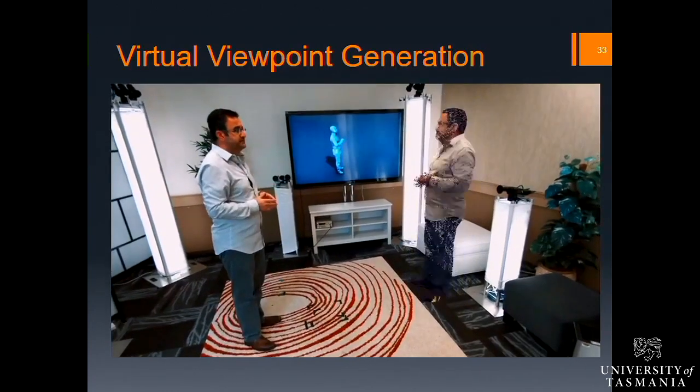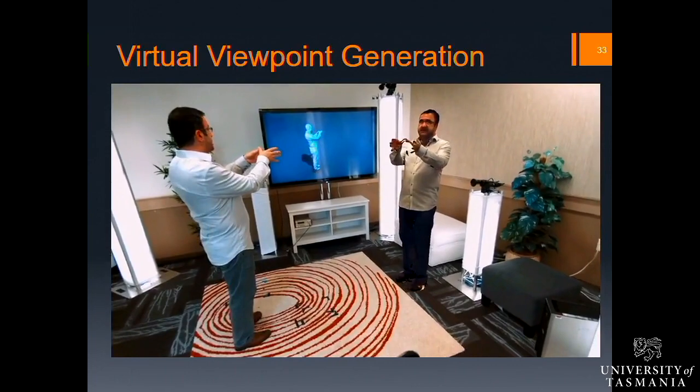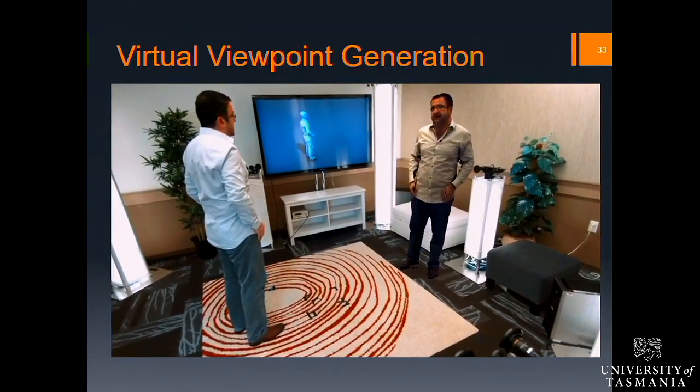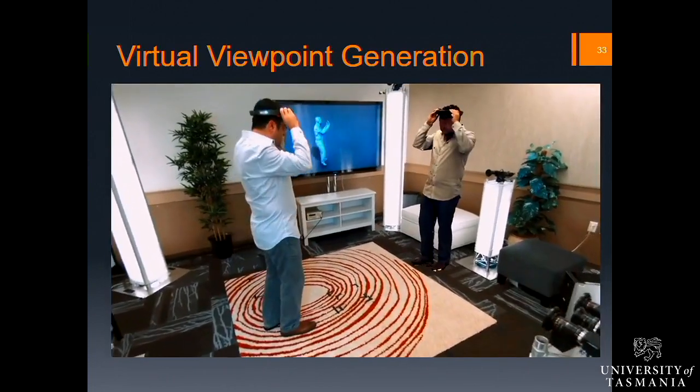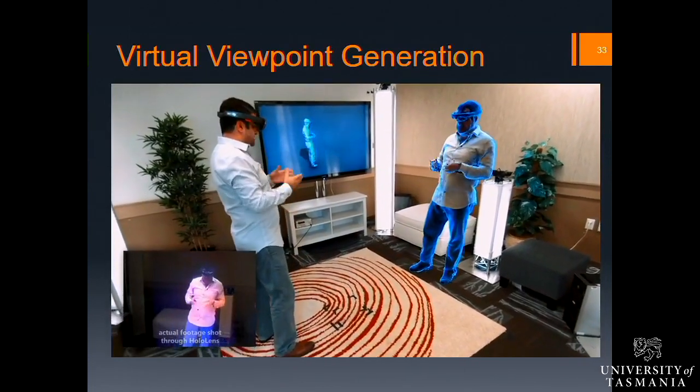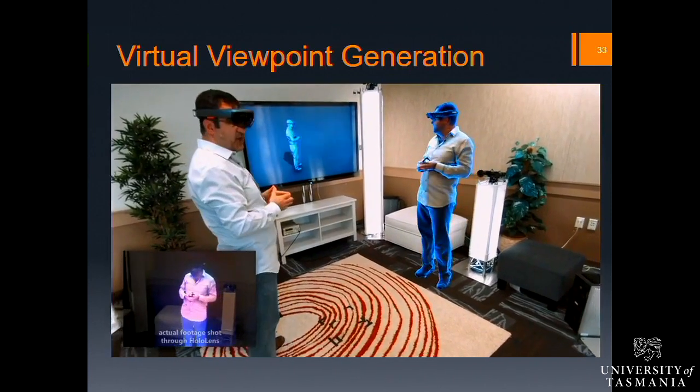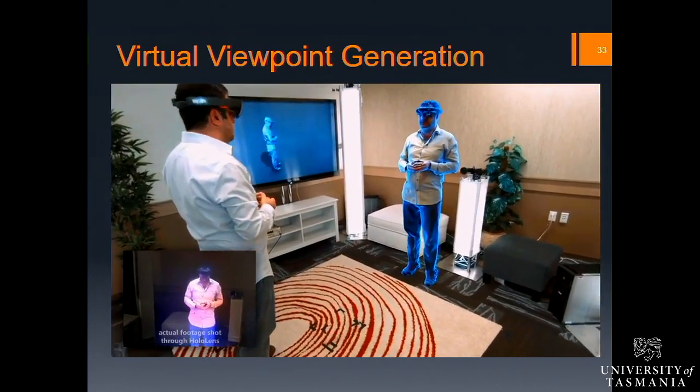We can texture them. We can then compress the data and transmit the data over to the other side. Over on the other side, a user wearing a HoloLens can see these remote participants live in their space as if they're co-present. And that's what we're showing you picture in picture.